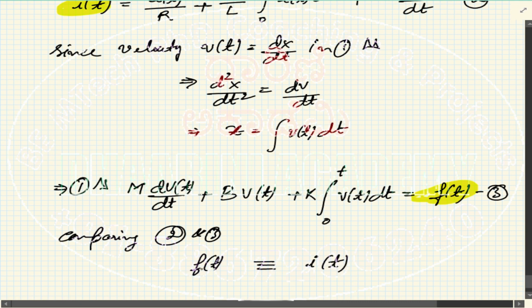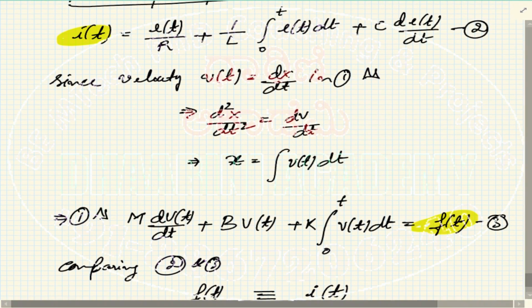Yes. So force in the mechanical system becomes equal to current in the electrical system. Then let's compare the other terms now. Whatever is with M, you have dV by dt, so there is a capacitor C which has dE by dt.